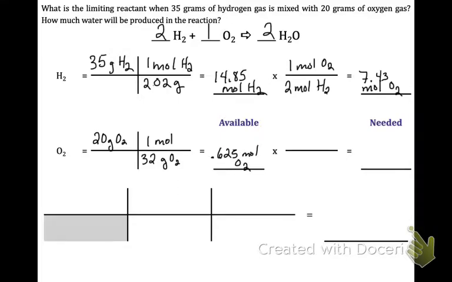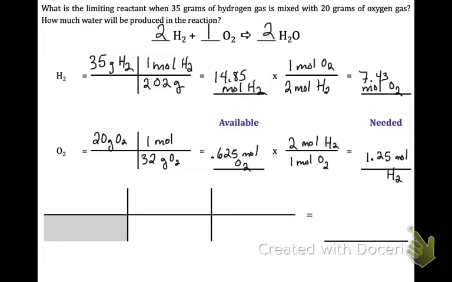I'm going to go ahead and take the 0.625 moles and find out how many moles of hydrogen I would need. There is 1 mole of oxygen for every 2 moles of hydrogen gas. And I find out that I would need 1.25 moles of hydrogen gas to react with 20 grams of oxygen.